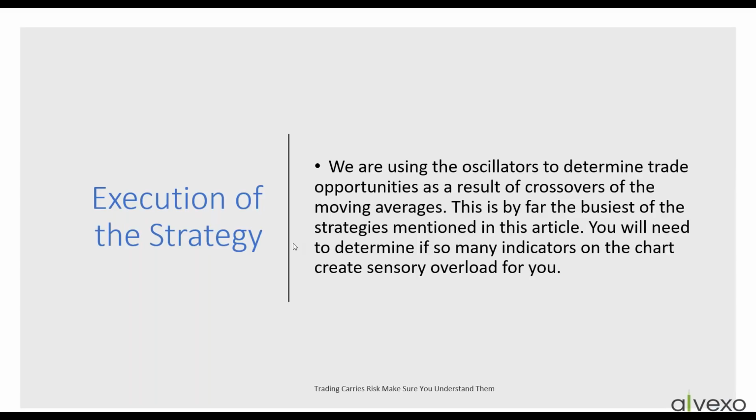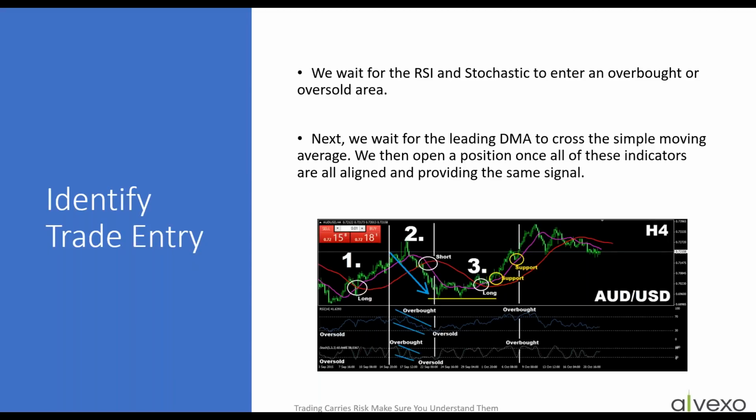You will need to determine if so many indicators on your chart create sensory overload. We wait for the RSI and the stochastics to enter an overbought or oversold area. I tell everybody never use the two indicators. Use one or the other. RSI and stochastics are both momentum indicators. They both are bounded oscillators. But when you use one and you get the overbought or the oversold indication, then we wait for the leading DMA to cross the simple moving average.